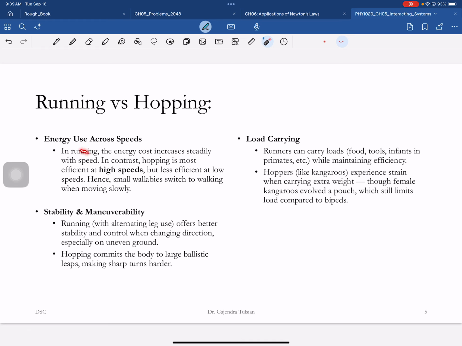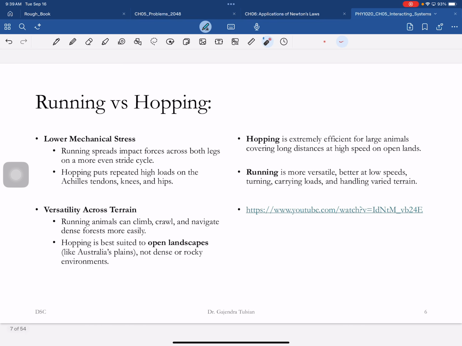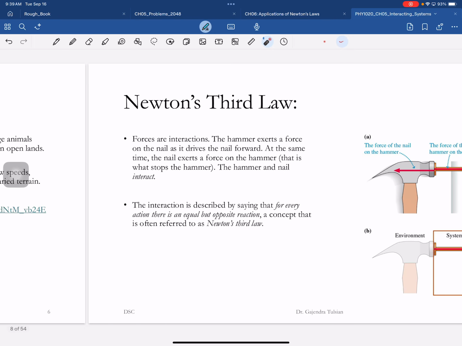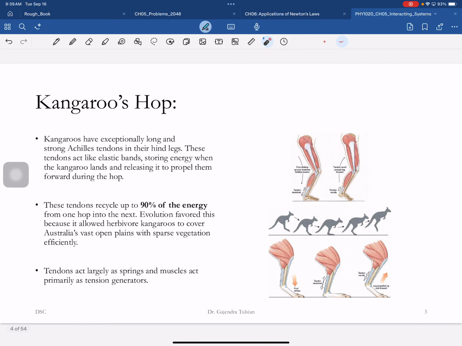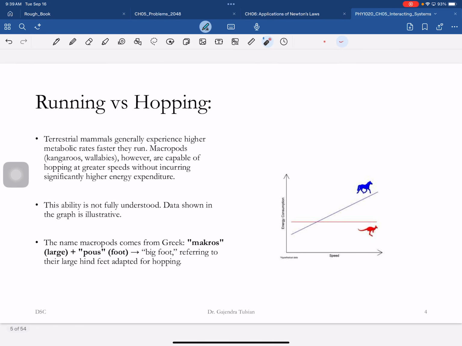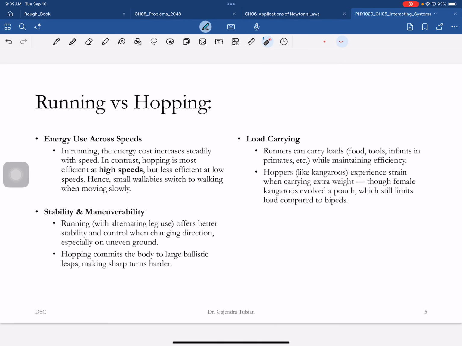So in running, energy cost increases with speed. Hopping is most efficient at high speed, but less efficient at low speed. Okay, so at low speed, where did the graphs go? So at low speeds, hopping is less efficient. So kangaroos, when they're going at low speed, they start walking. So they're smart. So small wallabies switch to walking when moving slowly.